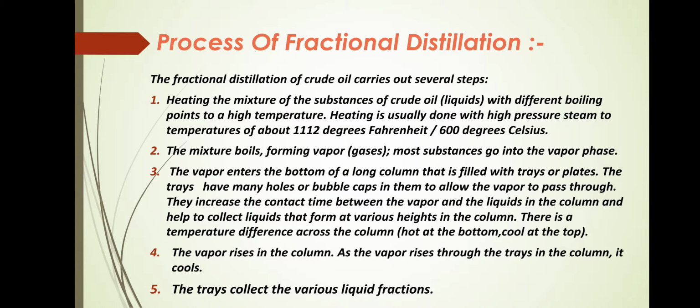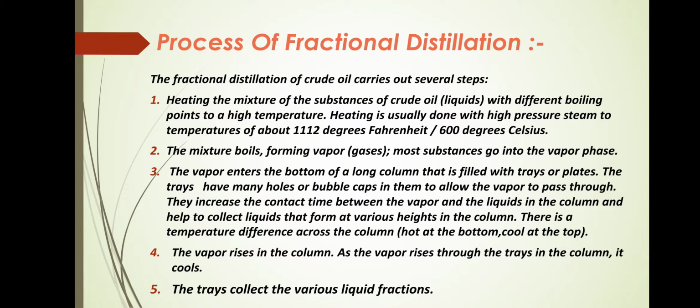The fractional distillation of crude oil involves several steps. First, the mixture of crude oil substances with different boiling points is heated to a high temperature. Heating is usually done with high pressure steam to a temperature of about 1112 degrees Fahrenheit or 600 degrees Celsius. Second, the mixture boils, forming vapor. Most substances go into the vapor phase.